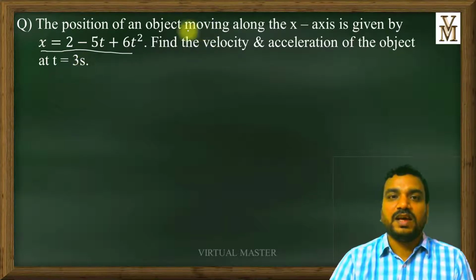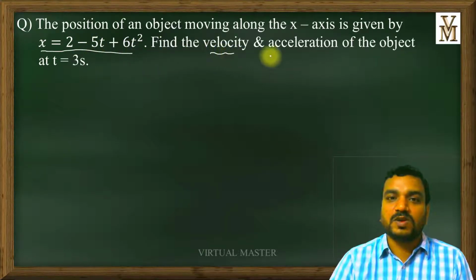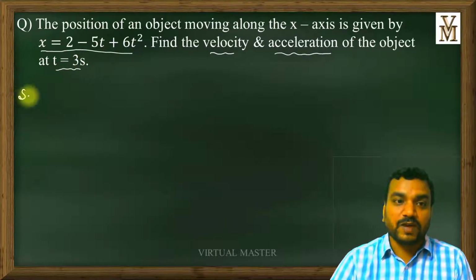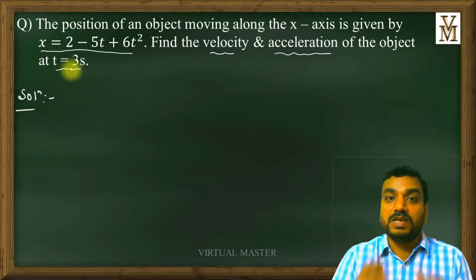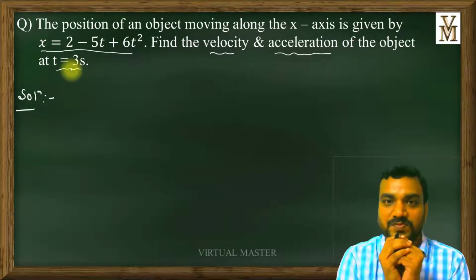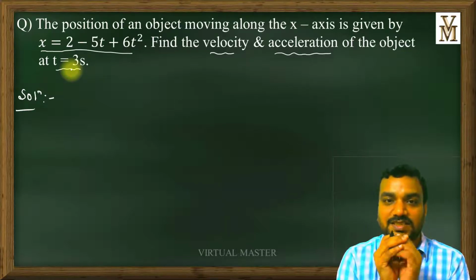Okay, what is given? An object is moving along the x-axis, and its position is given here: x = 2 − 5t + 6t². In this case, we have to find the velocity and acceleration of the object at 3 seconds. The time is given, so we have to find the velocity and acceleration at a particular instant of time. That means we have to find instantaneous velocity and instantaneous acceleration. Already we have studied instantaneous velocity and instantaneous acceleration, isn't it?